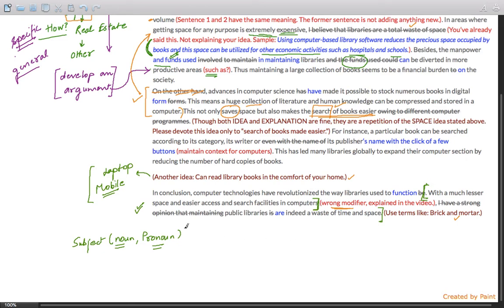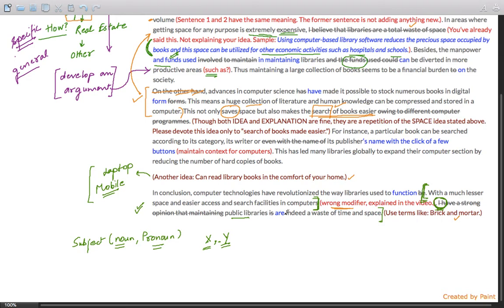The problem over here is this is an X, comma, Y structure, and X is a modifier, Y is the main sentence. The problem is that X is giving information about I, the subject. So it gives information about the first word that follows the comma. Now, is this related to I? "With much lesser space and easier access and search facilities in computers, I." No, it is not information about you. It is information about public libraries, or it is information about digital libraries. So the next word should have been digital libraries or public libraries are indeed a waste of time and space.